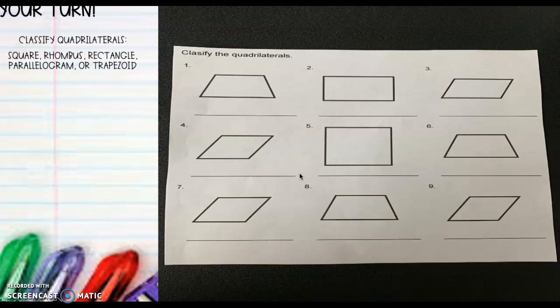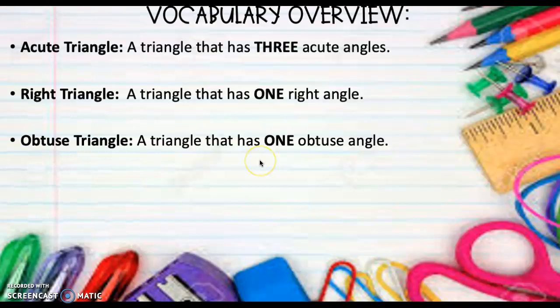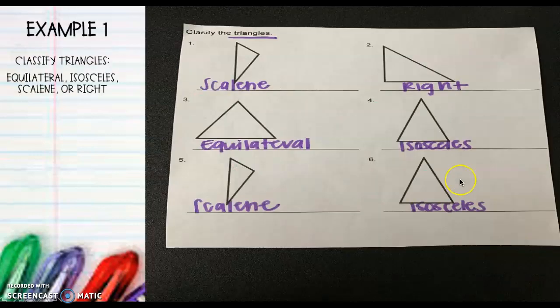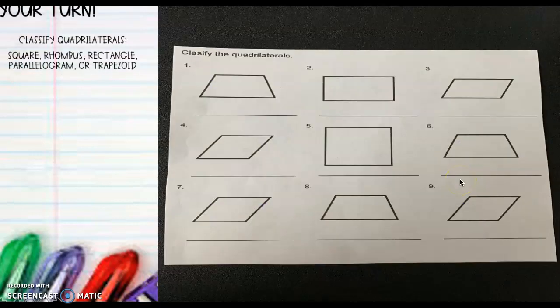All right, so here is your assignment for today. You're going to be classifying quadrilaterals. So it's either going to be a square, rhombus, rectangle, parallelogram, or trapezoid. Okay, I want you to look at these and I want you to identify them. You can look at this picture right here, and that will help you understand what you need to do. So yes, there are 9 problems, and you can do it. I have complete and utter faith in you.